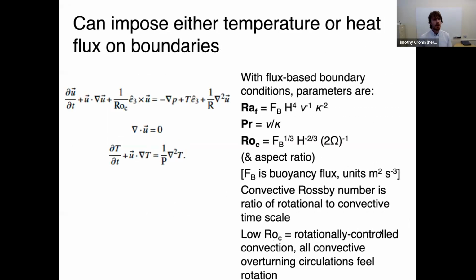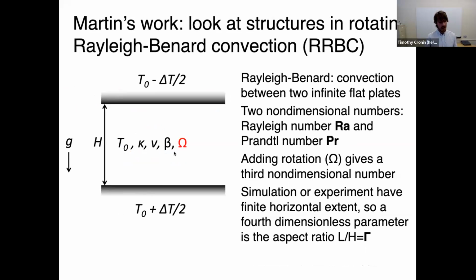What I just showed on the last slide is that you can impose temperature-based boundary conditions. You can also impose flux-based boundary conditions. So you can say, put a fixed amount of heat through this cell, and instead of having a temperature difference define how strongly convection is being forced, have a heat flux define how strongly you're forcing convection.